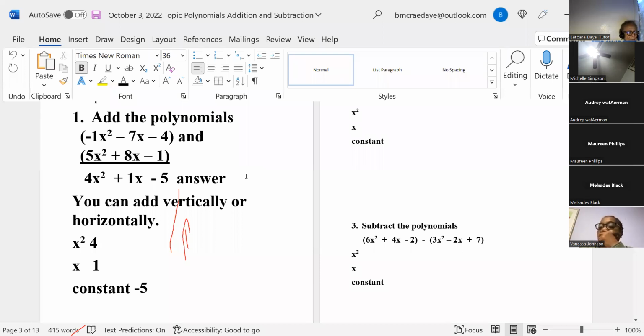Okay. Any questions on that first one? Ms. Barbara, so coefficients are numbers, right? Coefficients are the numbers in front of the variables. So the coefficient right here is a -1. The coefficient here is a 5. Coefficient here -7. Coefficient here +8. And of course, the constants are the numbers without variables.